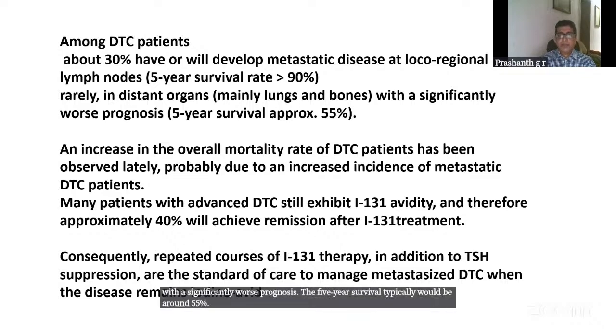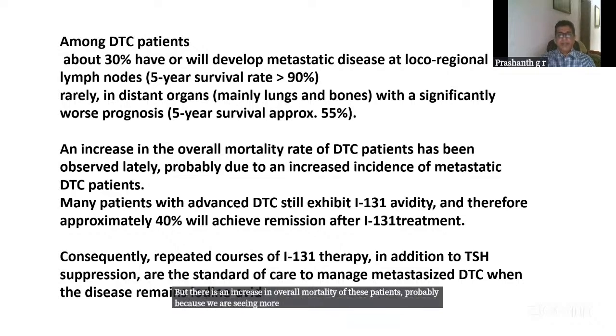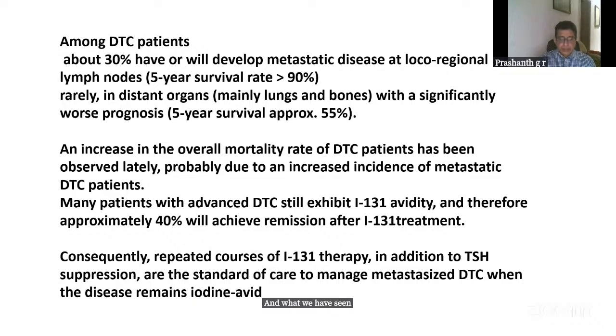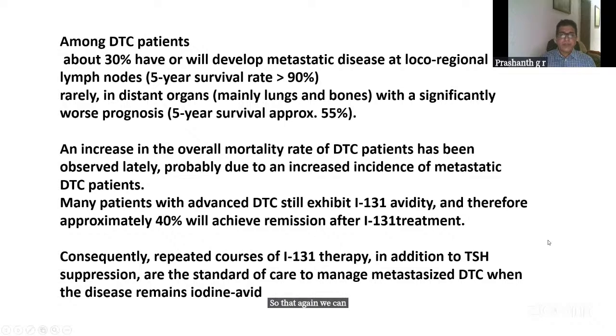And of late, we do tend to see that there is an increase in overall mortality of these patients, probably because we are seeing more metastatic disease. And what we have seen is that these patients will continue to exhibit iodine 131 avidity. So that is the reason these patients will undergo repeated I-131 therapy. And subsequent to therapy, these patients are put on thyroid hormone replacement so that again we can treat them at follow-up. So as long as the disease remains iodine avid, we do tend to treat them with radioiodine.